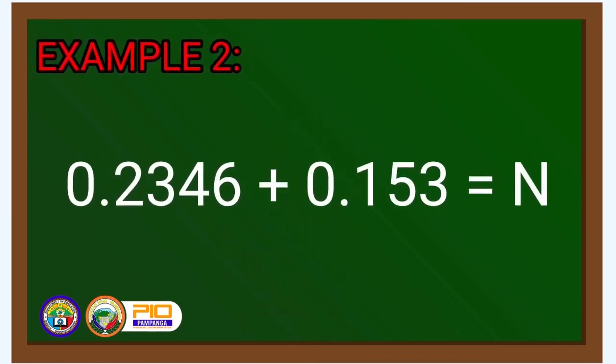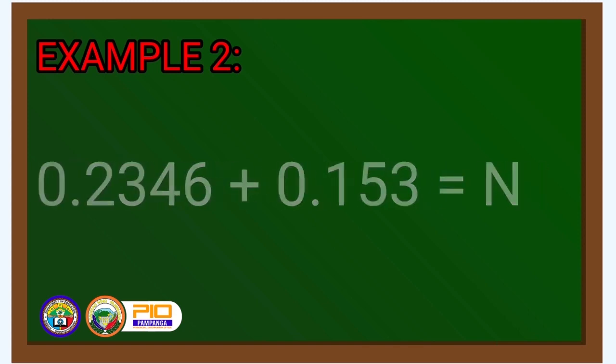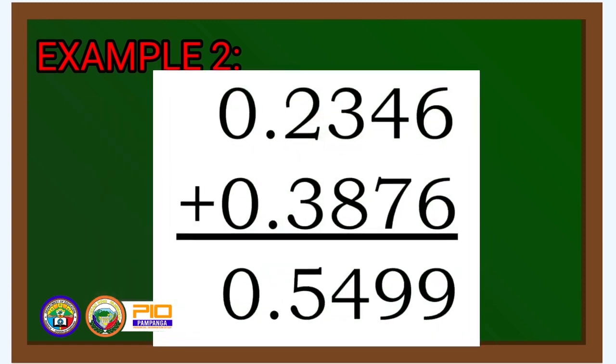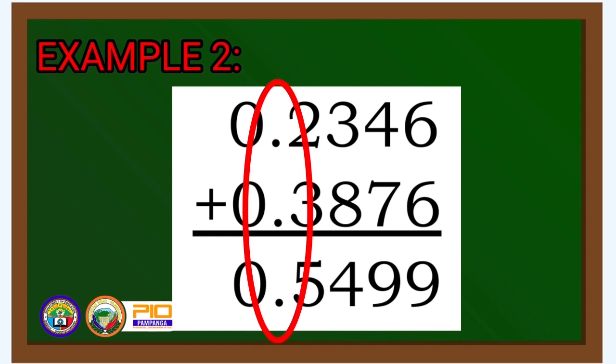2,346 ten thousandths added to 153 thousandths equals n. Arrange the digits in columns and align the decimal points. We place 0 as a placeholder. Place the decimal point exactly below the decimal points of the addends.